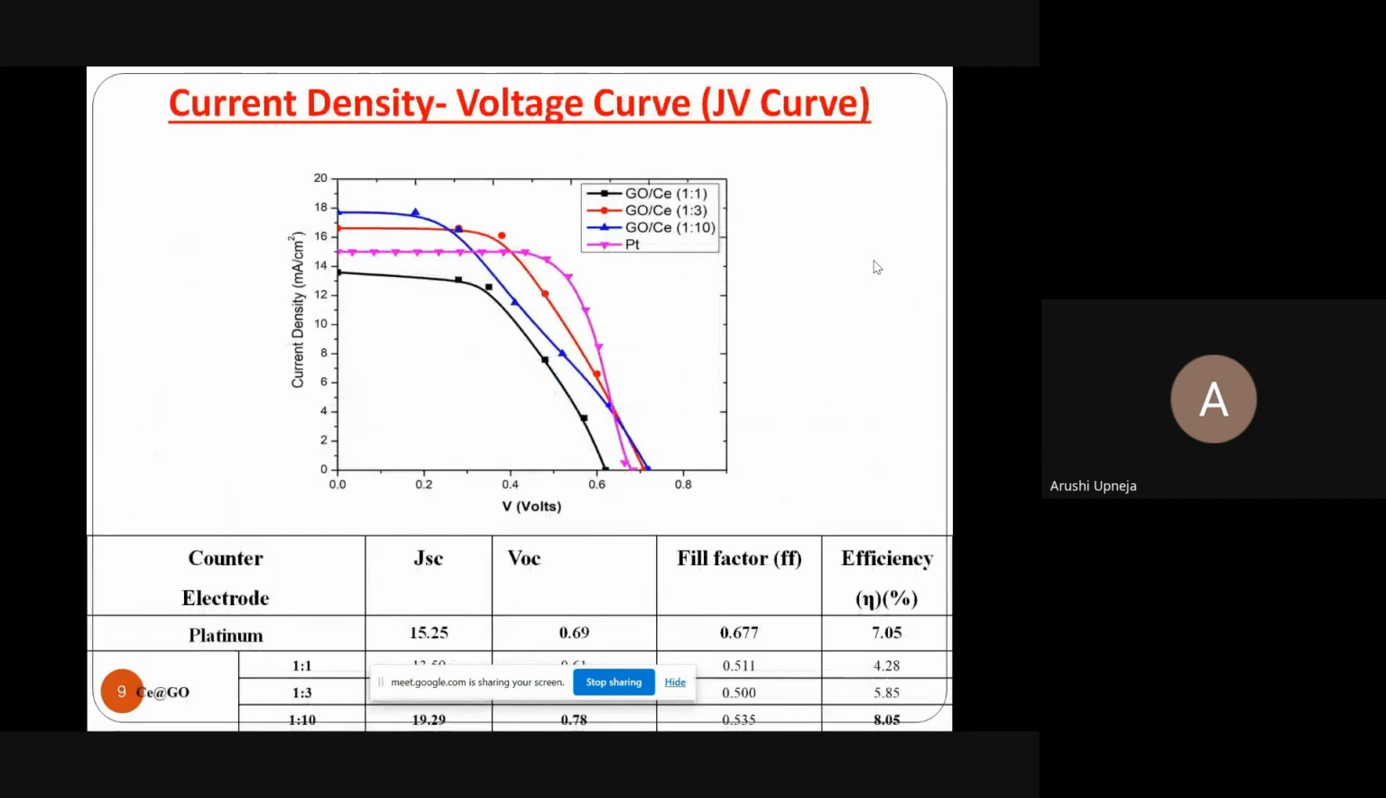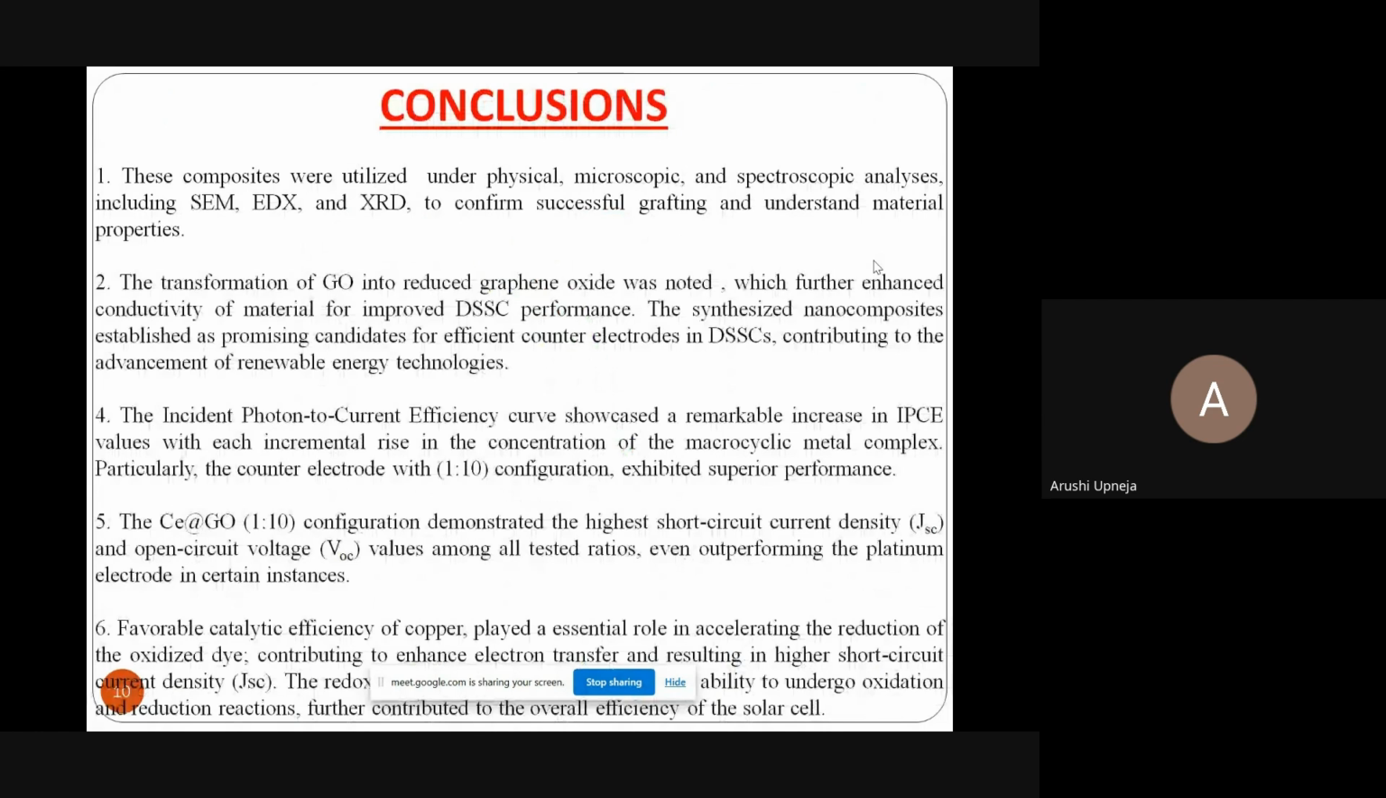The other parameter used was the current density-voltage curve, which revealed that the efficiency of the device rose with the increase in the concentration of the macrocyclic metal composite over graphene oxide. Here from the data, we can see that the composite with 1:10 exhibits the maximum efficiency, 8.05%, followed by the traditional platinum counter electrode. So here we conclude that these composites were analyzed under physical, microscopic, and spectroscopic analysis, including SEM, EDX, XRD, to confirm the successful grafting and understand the material properties.